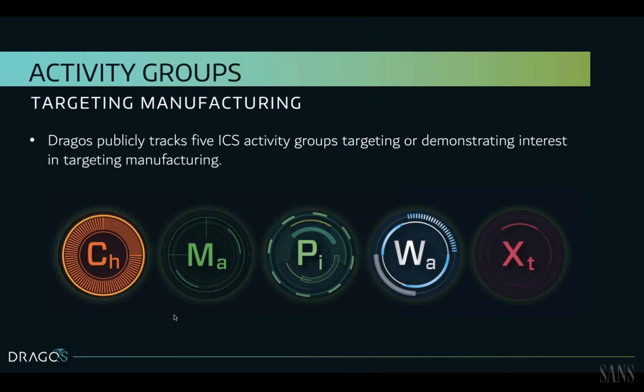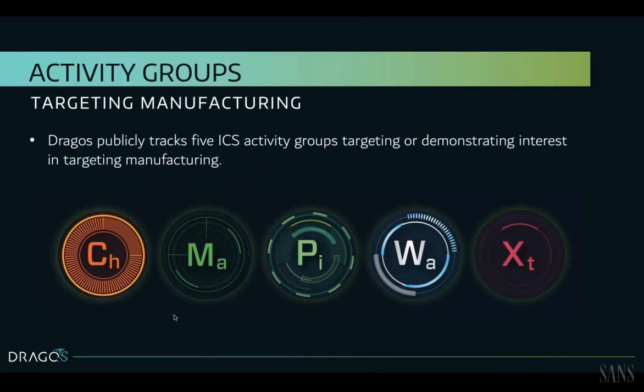We currently have five activity groups that are targeting or demonstrating interest in targeting the manufacturing sector. This includes Chrysene, Magnallium, Parisite, Wassonite, and Xenotime. Of these activity groups, Xenotime is considered to be the most capable and most dangerous. You might be familiar with this group due to their use of the Trisis malware that targeted safety instrumented systems at a petrochemical facility in Saudi Arabia. These other groups are also not exclusive to manufacturing and have demonstrated targeting in other sectors as well. But these would be the most concerning to asset owners and operators in the manufacturing space.